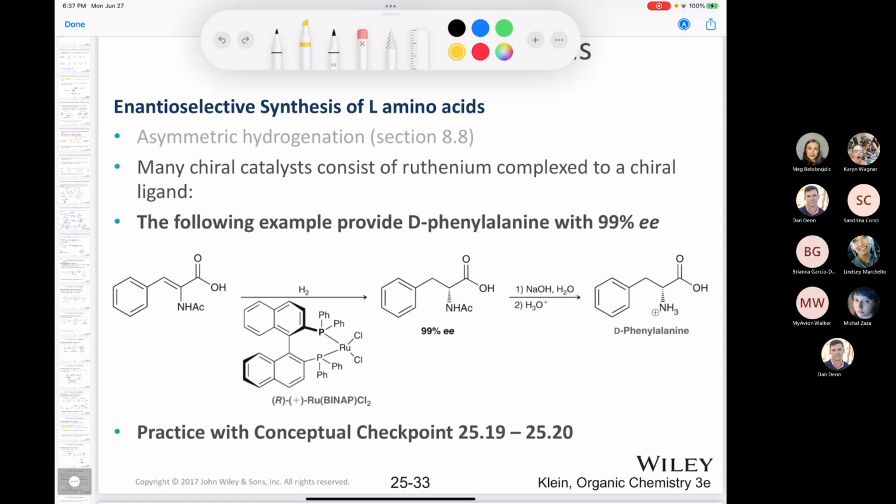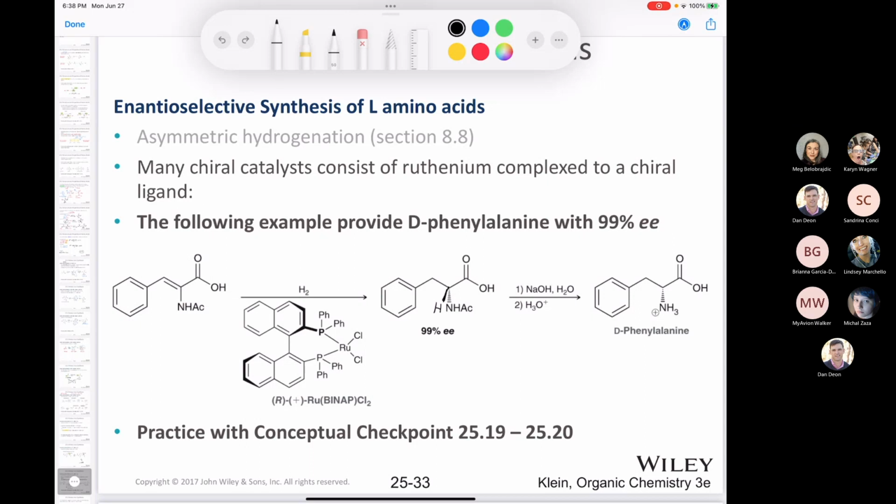So what do we do when we have this double bond here? We hydrogenate, adding the hydrogen specifically to one side of the molecule, and then we just hydrolyze this amide using base, and then you add some acid, and you end up with diphenylalanine. So that is a chiral synthesis. In fact, it's the only chiral synthesis that I've ever shown you. Even in Organic Chemistry 1, we didn't really go over a lot of chiral syntheses.